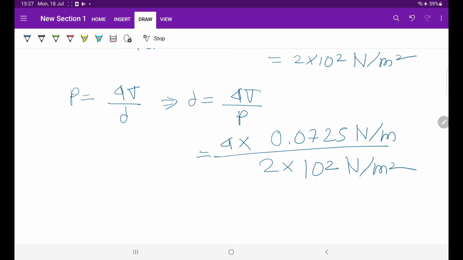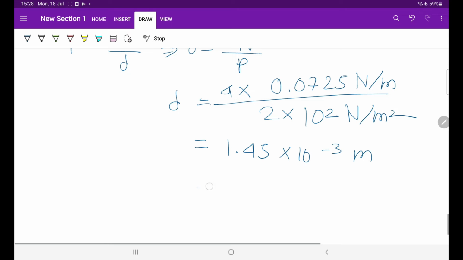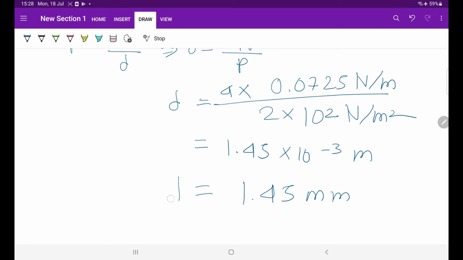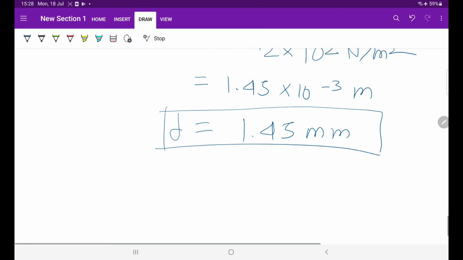So this D will be in meter here. Let me calculate it in the calculator. 4 into 0.725 divided by 2 into 10 to the power 2. So it comes as 1.45 into 10 to the power minus 3 meter. And if you want it in mm, then obviously multiply by 10 to the power 3, so it will be 1.45 mm. So D is 1.45 mm, or in meter also you can see it.